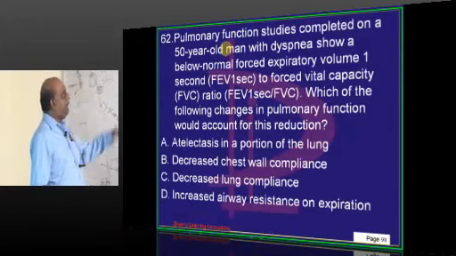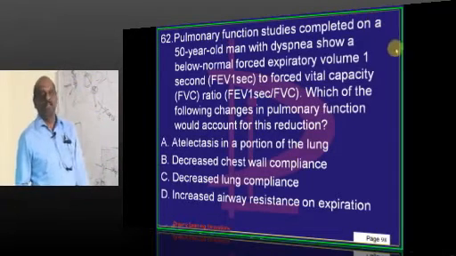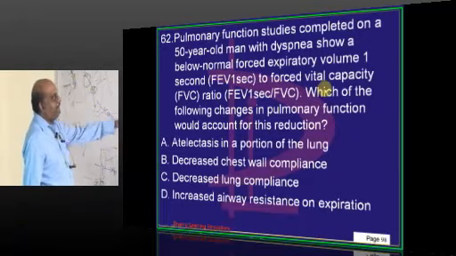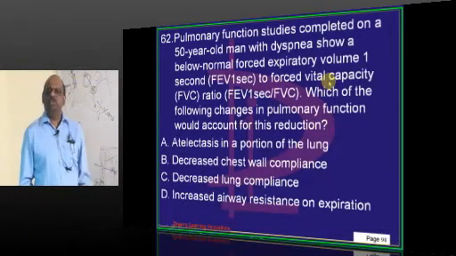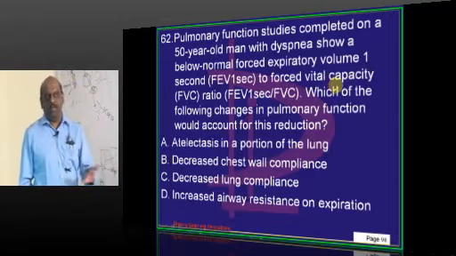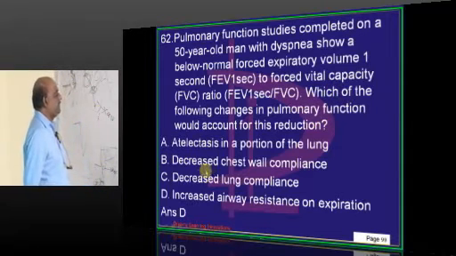So now you have done the pulmonary function test and a below-normal FEV1 by FVC ratio is there. Once more, a very standard topic. Restrictive versus obstructive lung disease, you must know the differences.